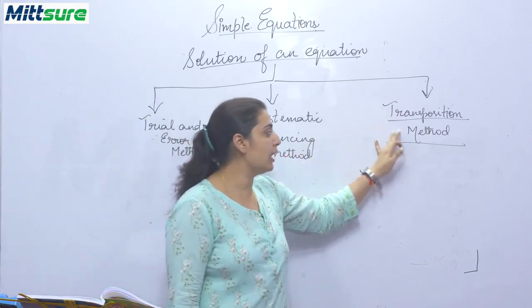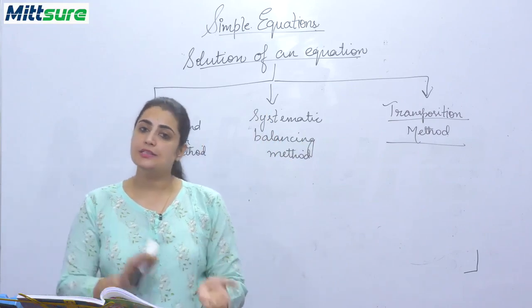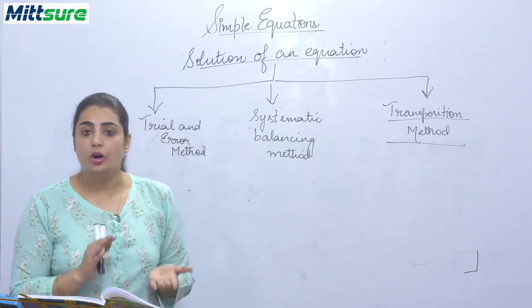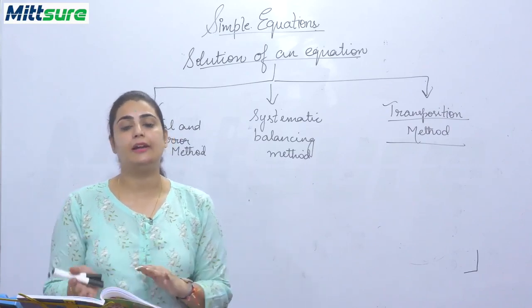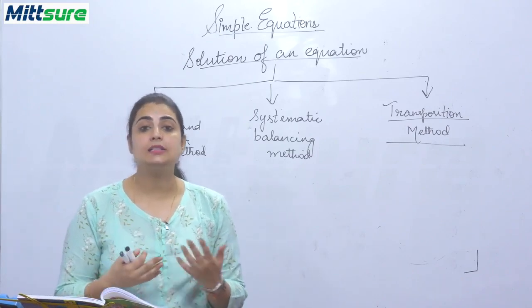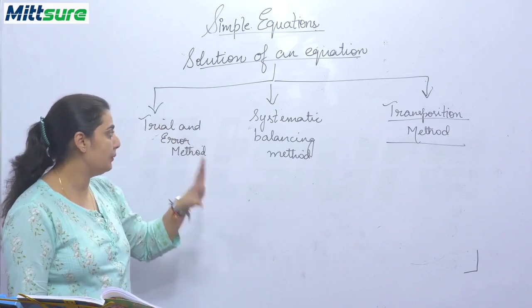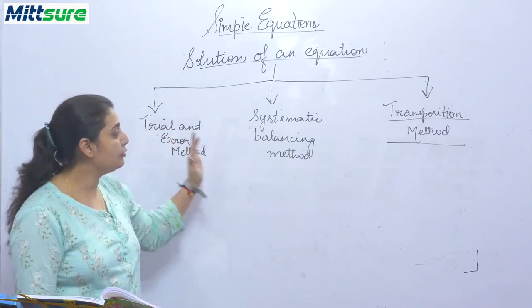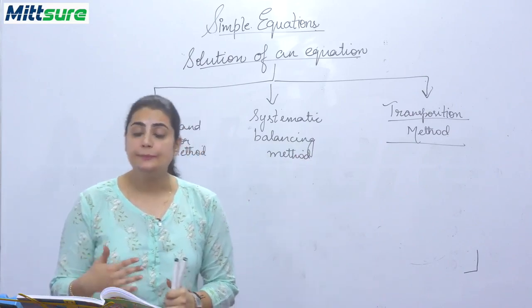Then we talk of this transposition method. Transposition method means actually transferring the constant terms and the variable terms towards the left hand side and right hand side of the equation by getting their signs changed. So this is how we find out the solution of an equation. Now we are going to study all these methods one by one in detail.